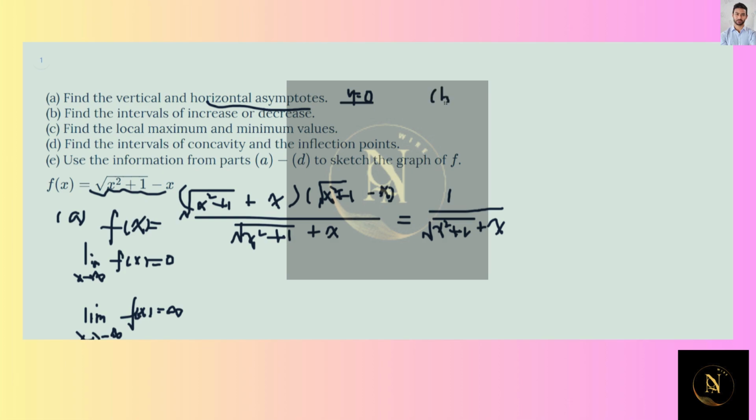Part B. Find the intervals of increase or decrease. First, we compute the derivative. This is equal to x over the square root of x squared plus 1, minus 1. Notice that x is less than the square root of x squared plus 1, so the derivative is smaller than 0 for all x.